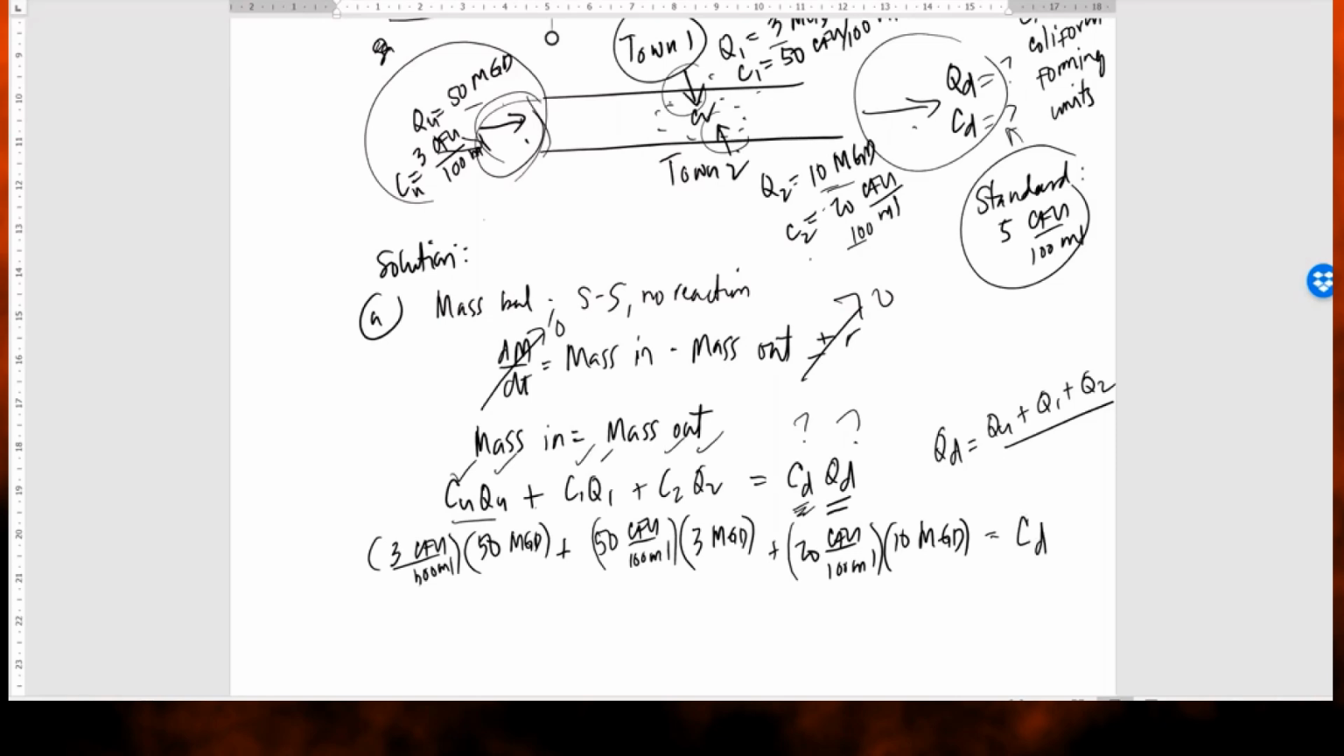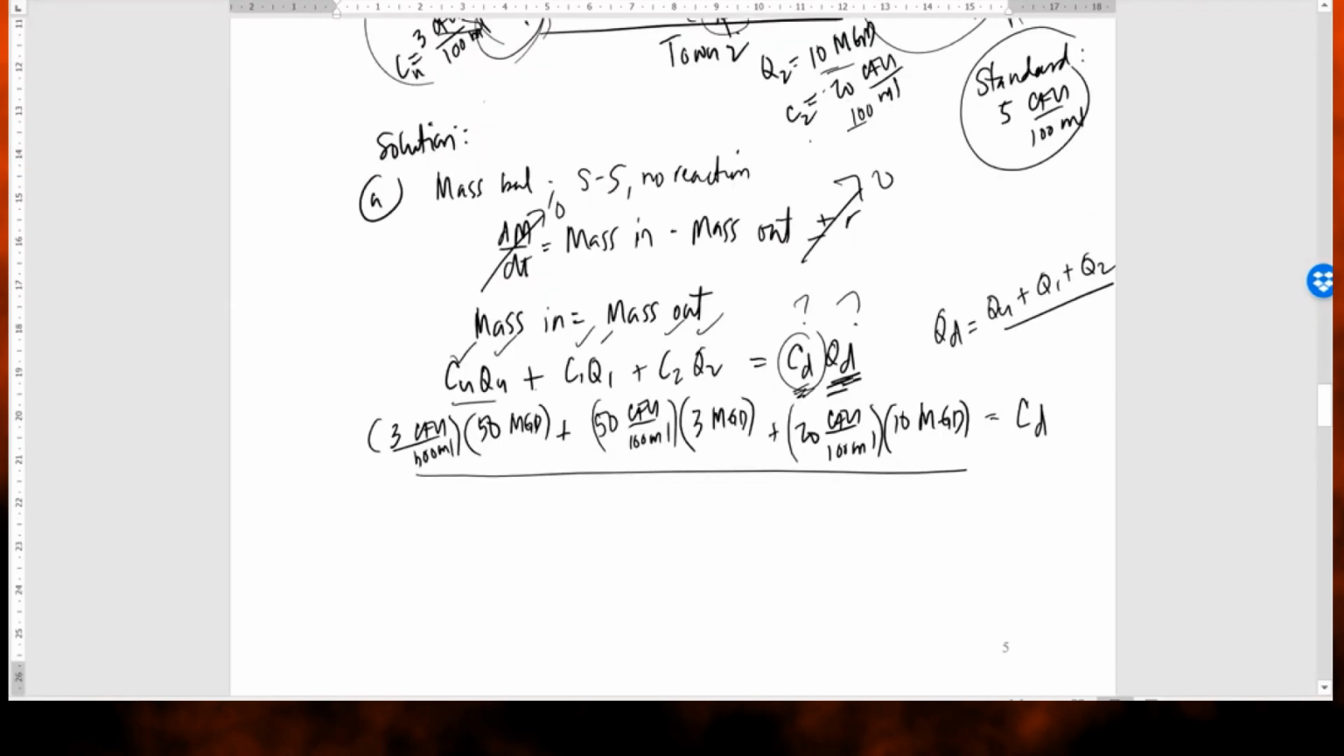CD, and then we put QD below, because we're looking for CD. So CD is equal to that sum divided by QD, and QD is basically the addition of 50 plus 3 plus 10 MGD. So that is the equation now.